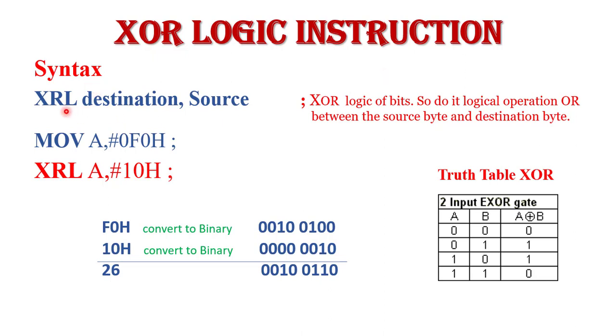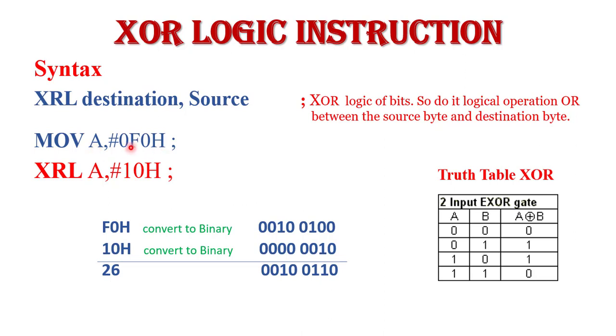The syntax of XOR logic instruction is XRL destination comma source. Here XRL is the opcode of XOR logic instruction. This instruction tells that perform XOR logic operation between the source byte and the destination byte. So again, to execute this instruction, first we load data into the accumulator register by using move instruction. When this instruction gets executed, accumulator is loaded with F0H value.